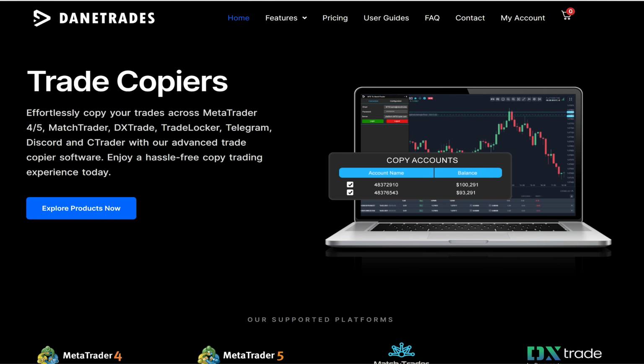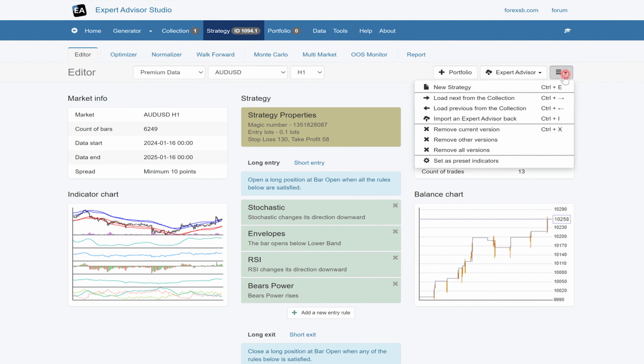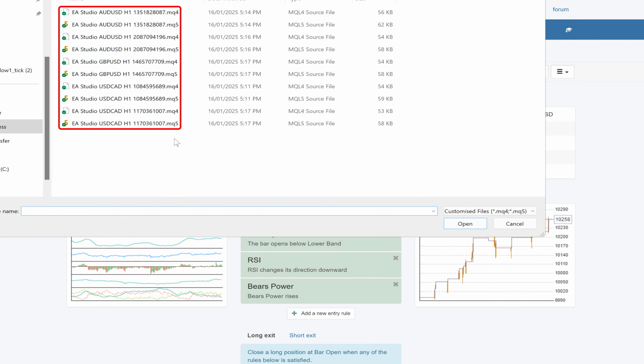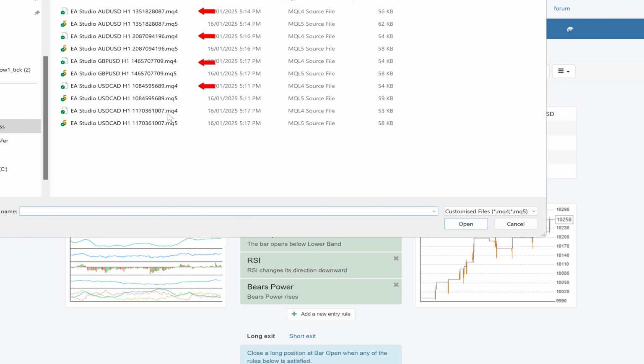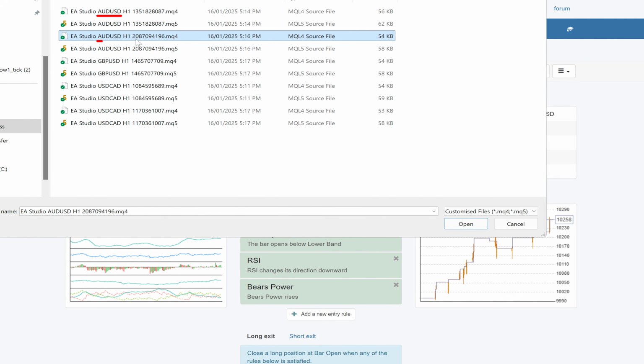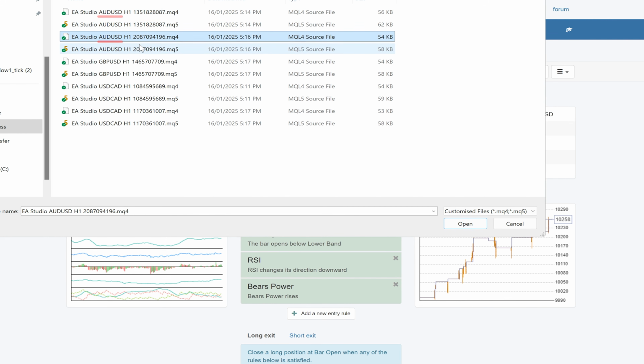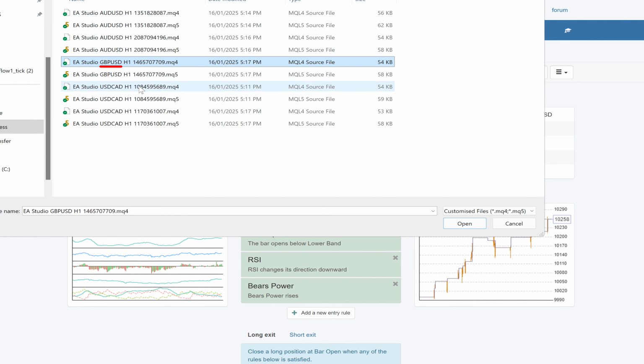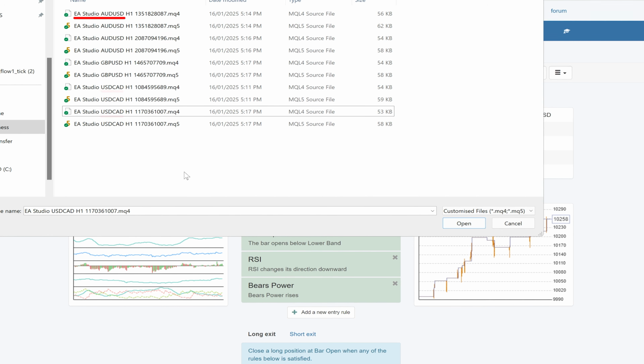For the EAs themselves, I've got them here. I've downloaded these in MT4 and MT5 for anyone to use. And you can see I've got 2 AUD USD expert advisors, 1 GBP USD, and 2 USD CAD. So there's 5 expert advisors in total that make up this portfolio.